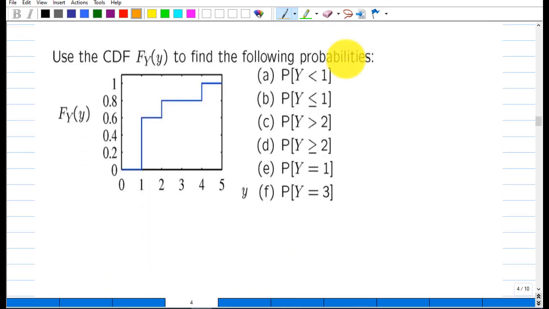Use this CDF F_Y(y) to find the following probabilities. I have copied it from the book so that you can see how, if we are making it a graph, we put 0 here with an empty circle and a filled circle here, then empty circle, filled circle, empty circle, and this is a filled circle, and so on.